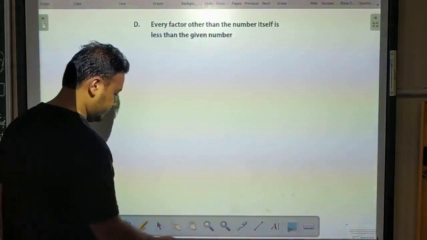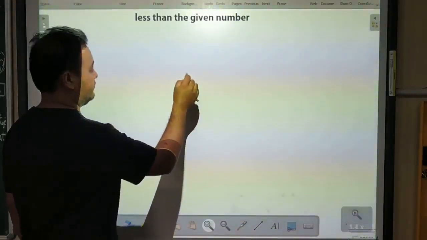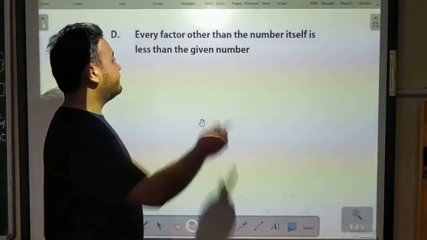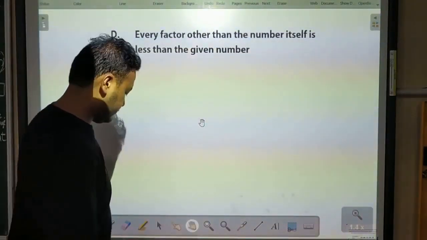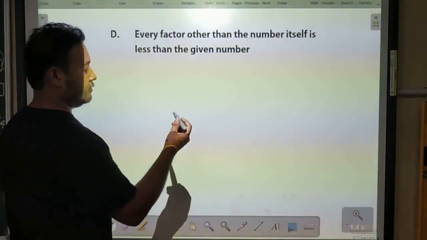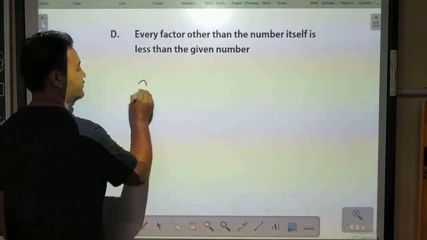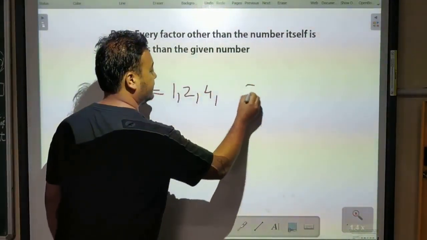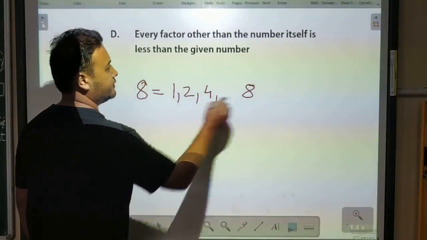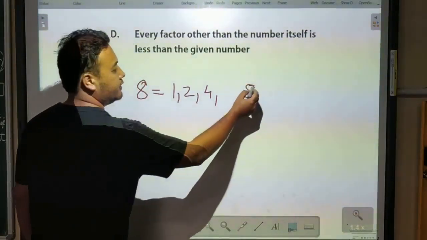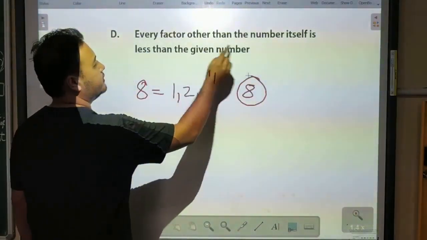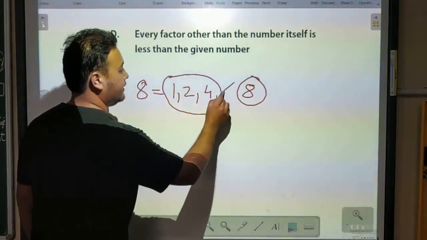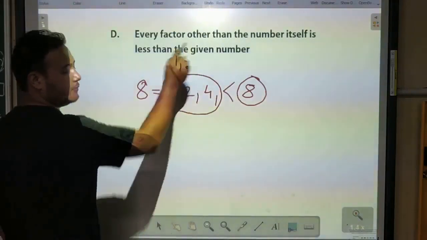Now the last property, every factor other than the number itself is less than the given number. You must have already seen that. So the factors of 8, 1, 2, 4 and 8. So these are the factors of 8. And you can see that leaving out 8, that is the number itself, all the other factors are less than 8. That is what this property says.